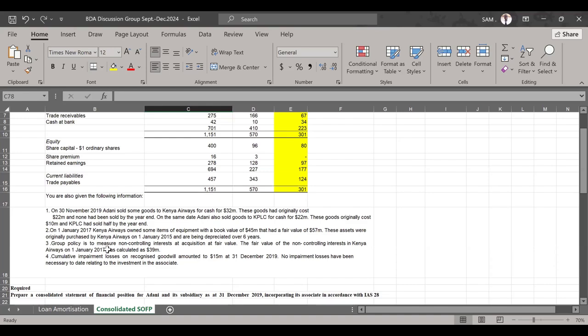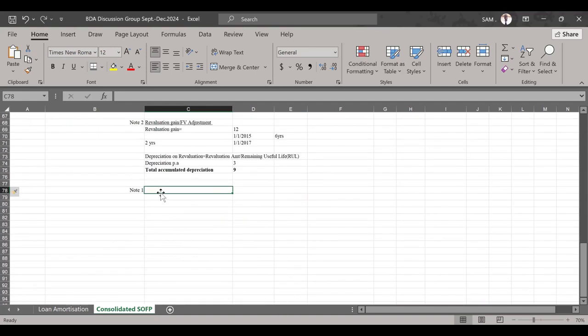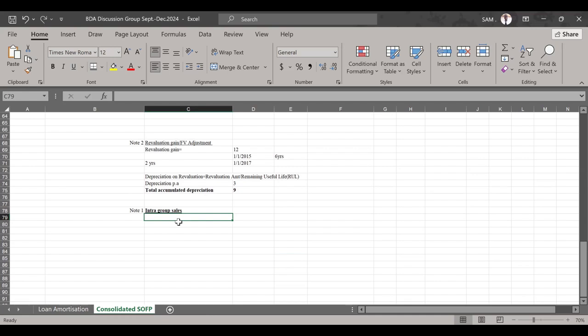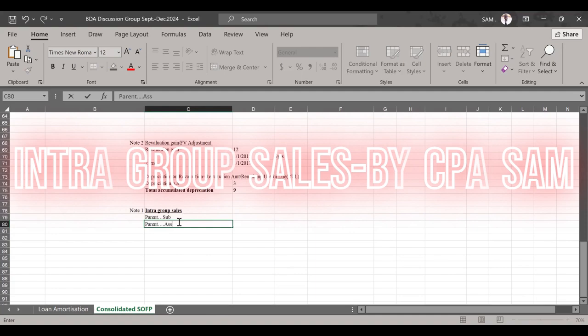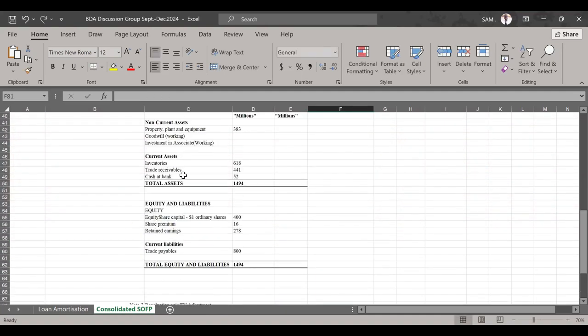Now, there are 2 things here. This one is intragroup trading, intragroup sales. There is a rule which I believe you know, and you covered it, that any intragroup transaction must be eliminated in full. You must eliminate intragroup transactions in full. So if we look here, there are twofold trades. There is a trade between the parent and subsidiary, and then the parent also traded with the associate, in this additional information number 1.